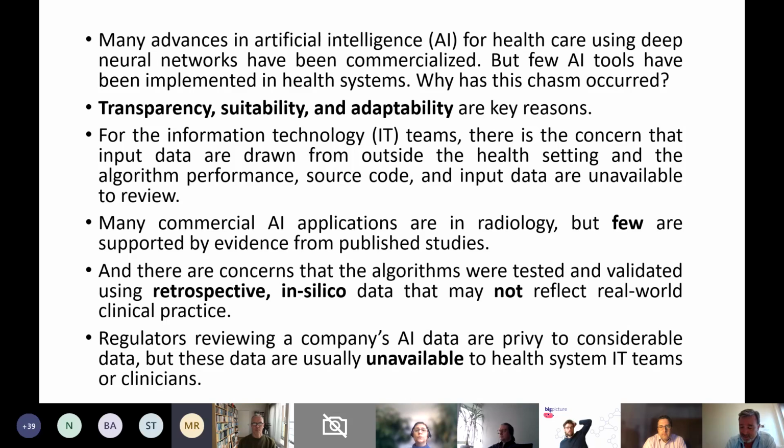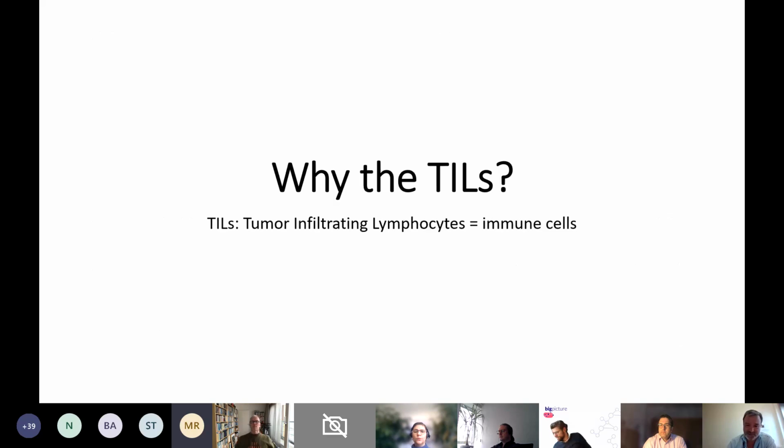In radiology, there are many regulatory approved applications, but few of them are really supported by published studies. As Carsten mentioned, most of them have used retrospective designs, limited in number, unpowered, etc. And mostly, and that's important, most of these algorithms have retrospective validation in facilities that do not reflect real-world clinical practices. And that's important when we want to use clinical trials, because those clinical trials have been driving practice change.